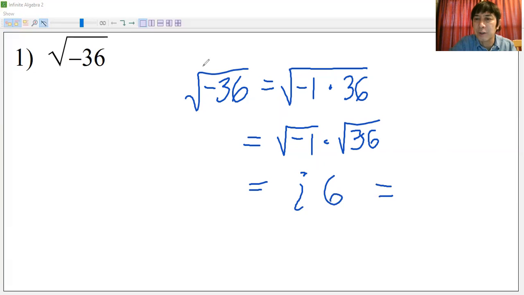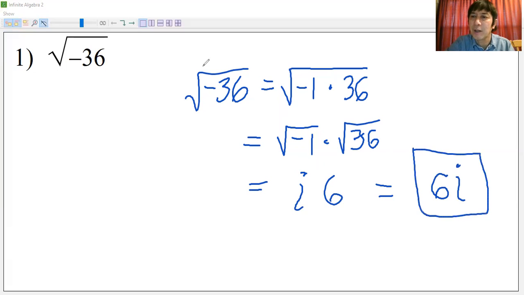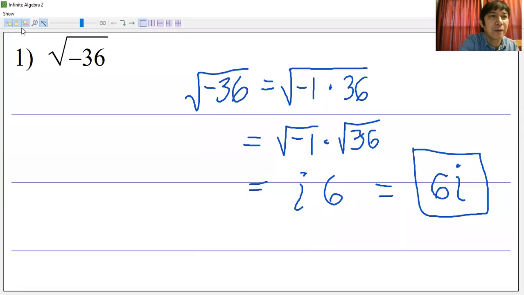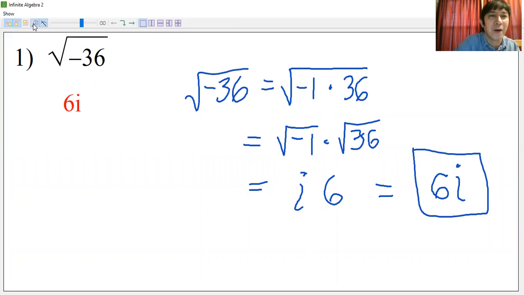But you have to write this using the real number first, 6i there. So the answer is 6i. That's how to simplify that square root of a negative number. And so this is the answer, and we shall be able to verify that. There. So the answer is 6i there. That goes to our first number. Let's continue with the next.